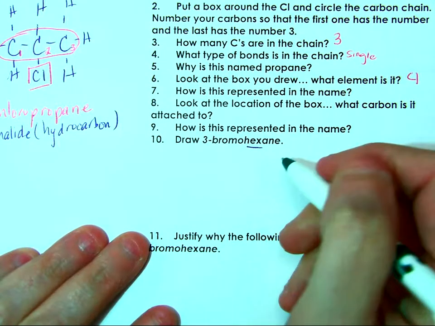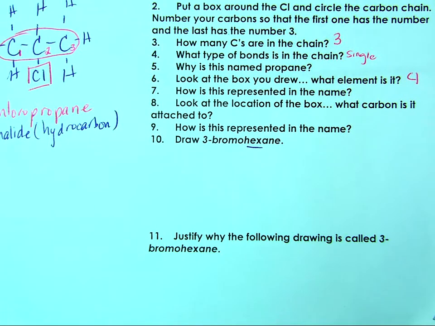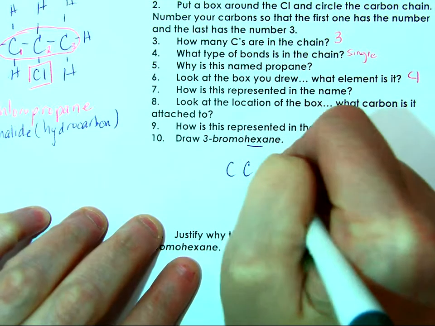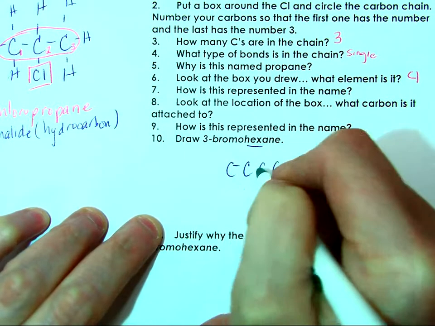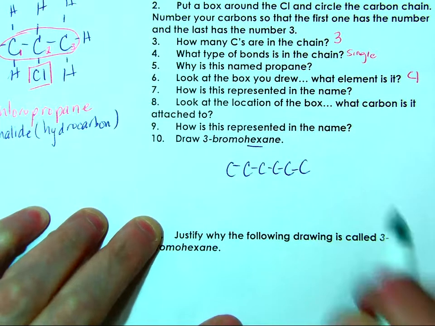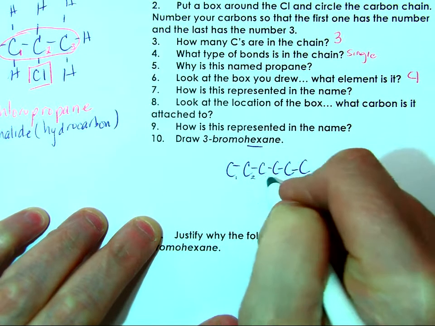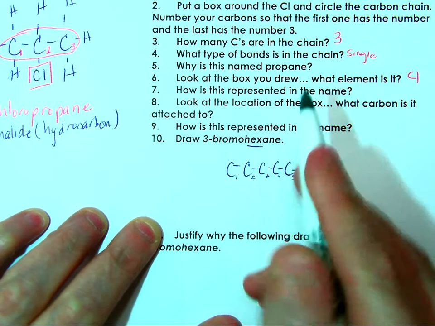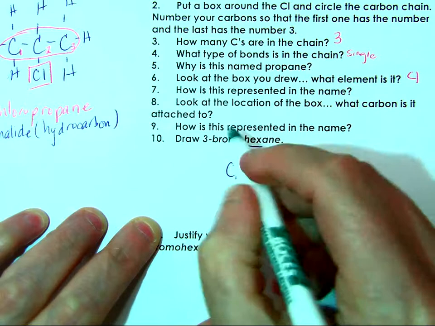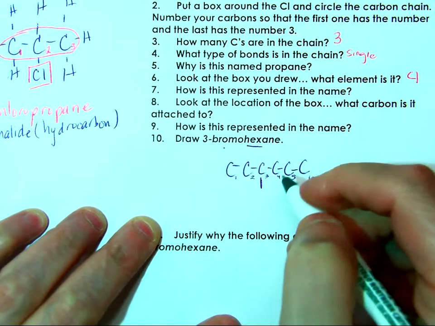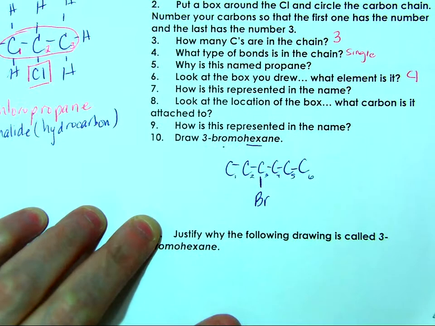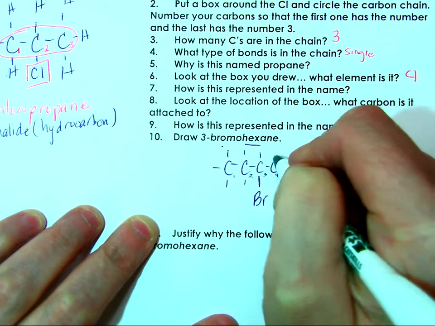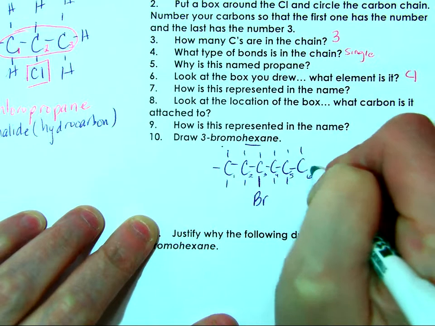We have hexane. Hex, the prefix for hex is 6. So 1, 2, 3, 4, 5, 6. All single bonds because it's ane. Now I'm going to label them. 1, 2, 3, 4, 5, 6. On the third carbon, this one, we're going to add bromo. Of the 4 halides, bromo is Br. And again, everything else that's attached are hydrogen elements.